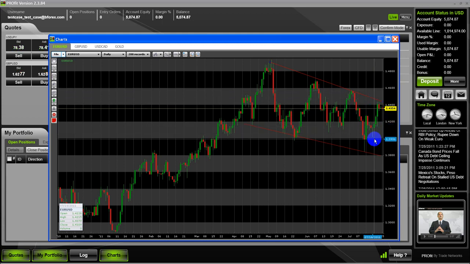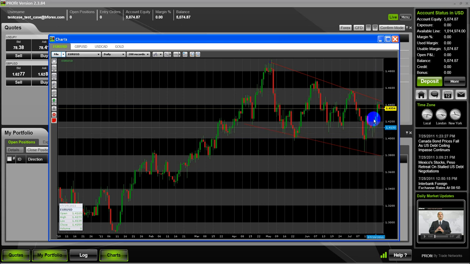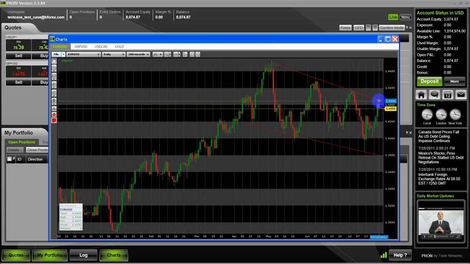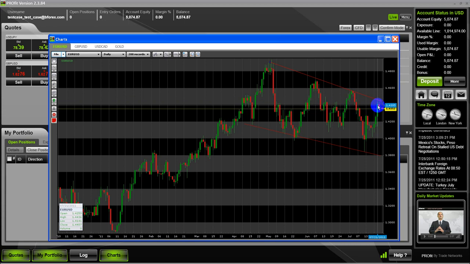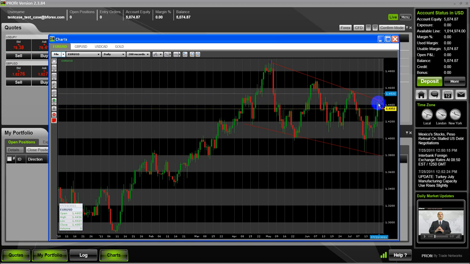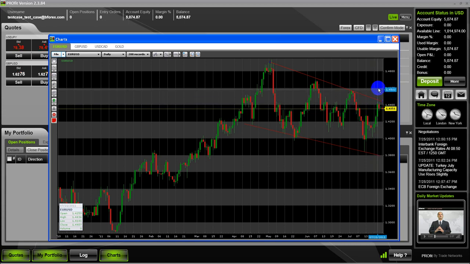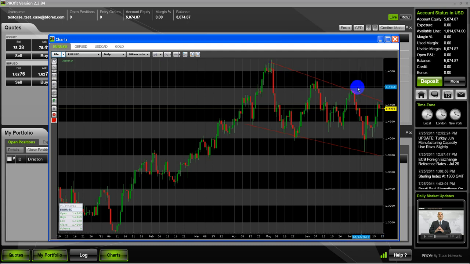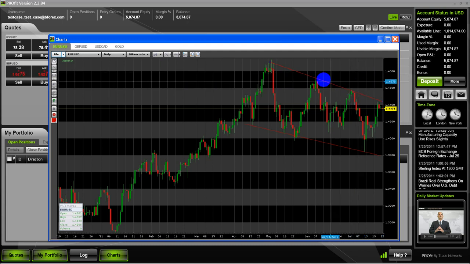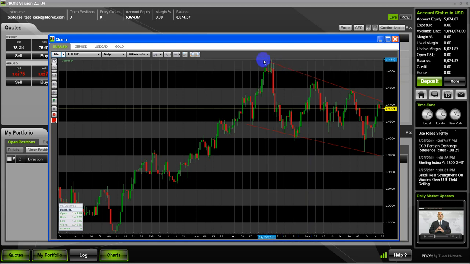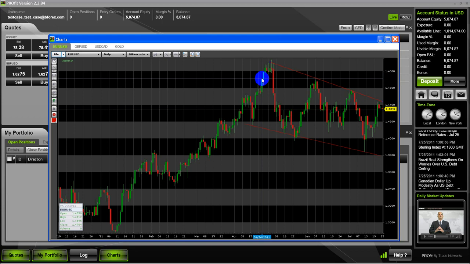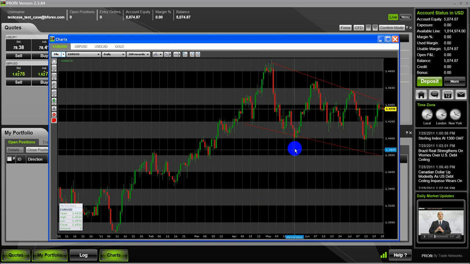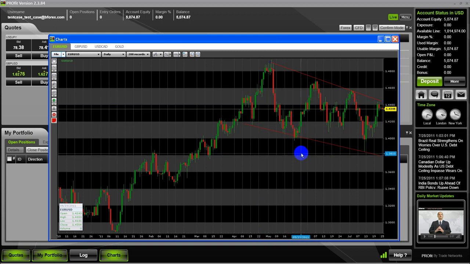Now, if some kind of fundamental analysis, some kind of news comes out and it causes the euro to go up against the dollar, and it breaks through this line, especially if it breaks through with momentum, then we can say that it's more likely to continue up until the next resistance point, where we can see we'd have a resistance point here, a resistance point here, and then a bigger resistance point even here. And that's basically the basics of technical analysis.